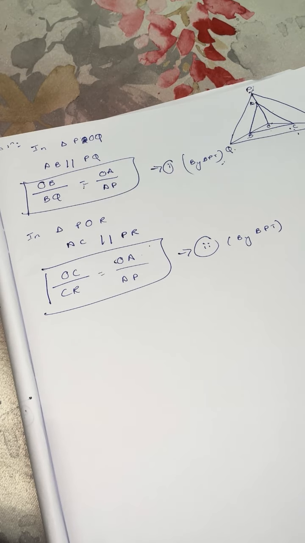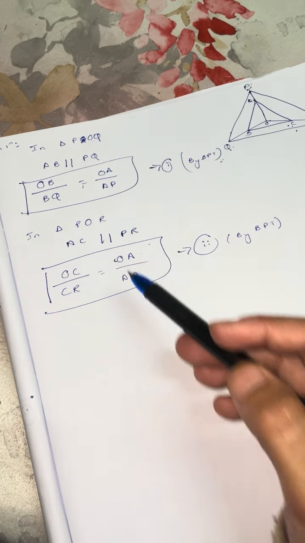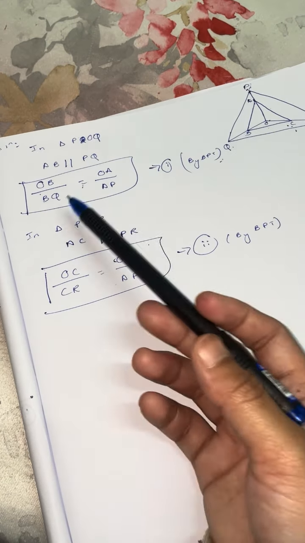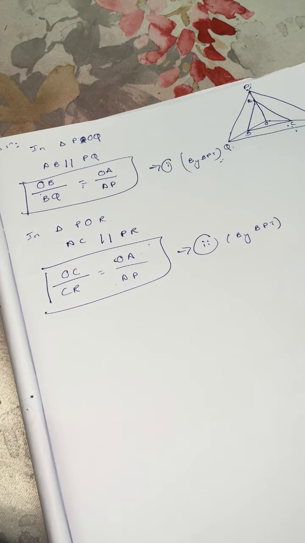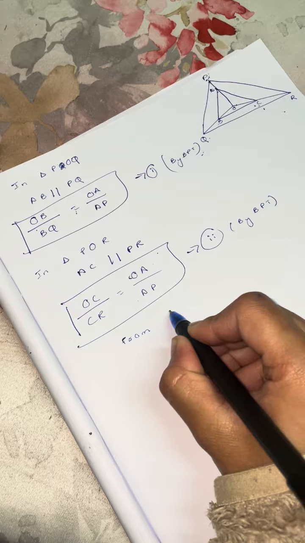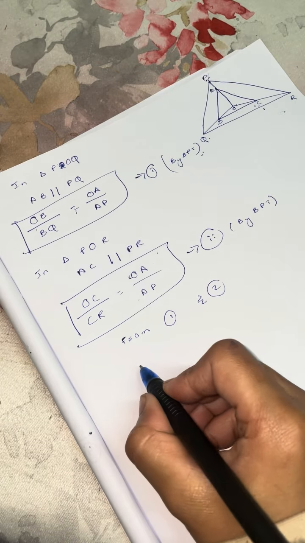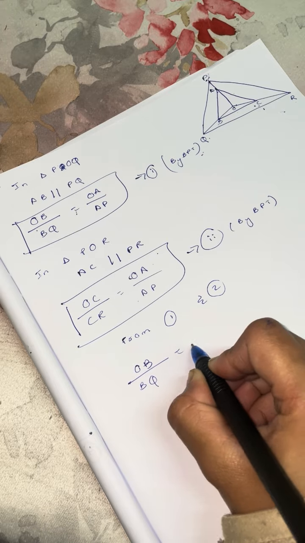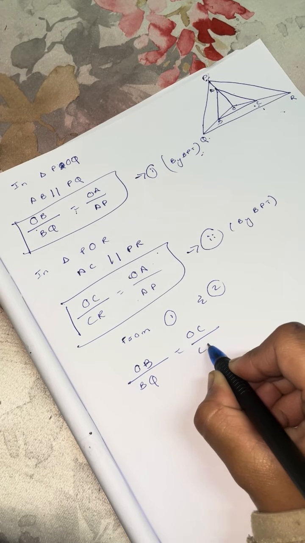Do we see anything equal here? Yes, OA to AP. If they are equal, obviously I can say OB is to BQ and OC is to CR. They are equal, they are proportional to each other. Then from 1 and 2, OB upon BQ is equal to OC upon CR.